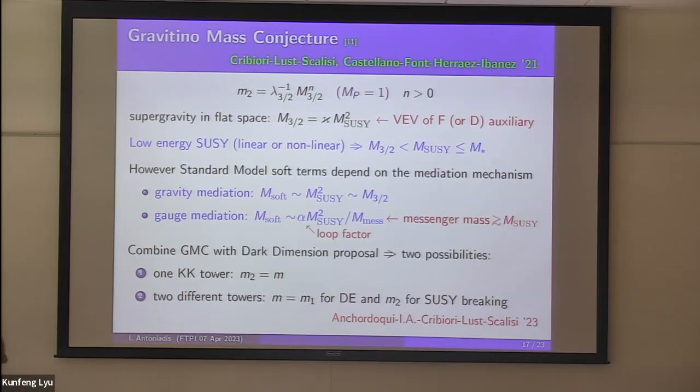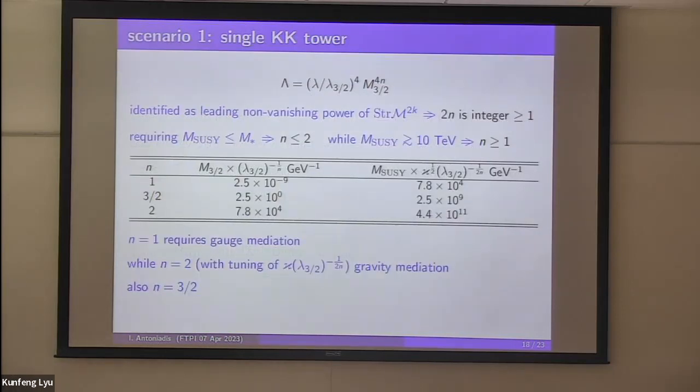And the second possibility is that there are two different towers, M1 for the dark energy and M2 for the supersymmetry breaking. So I will describe first the case of a single tower. In the case of a single tower, since this tower is related both to the cosmological constant and the supersymmetry breaking, you can relate the two. And you obtain a relation of this type.